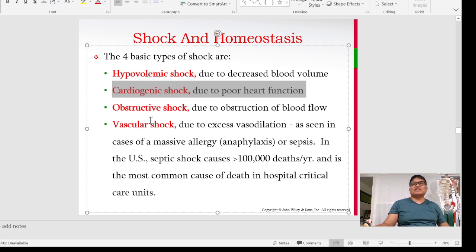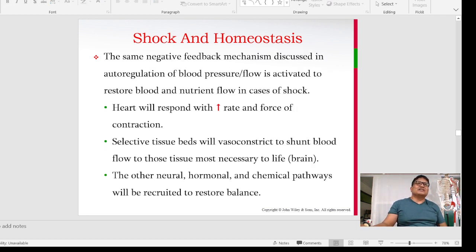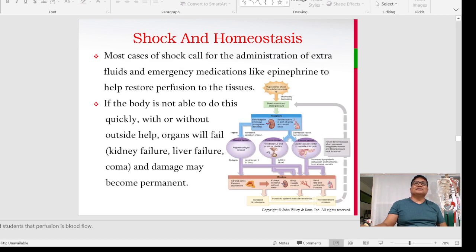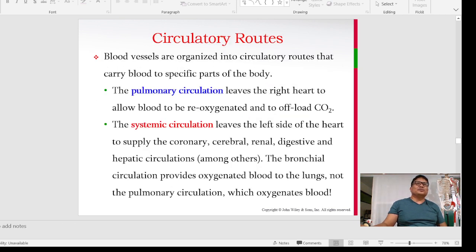Then you have your vascular due to excess vasodilation. So usually kanin siya sa mga allergy, allergies tambal, no? Mahupong na sila dayon. We call that ang isa ka term anang vascular shock is anaphylactic shock.